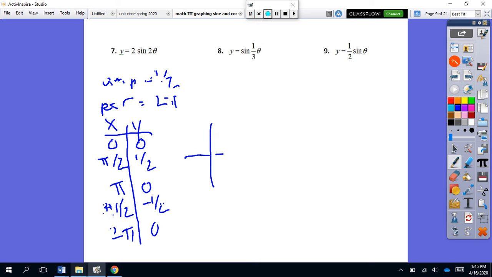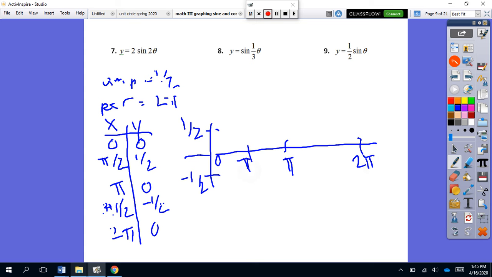And then 1/2, negative 1/2, 0, 2 pi. This is pi. This is pi over 2. And this is 3 pi over 2. And then draw your points. 0, max, 0, min, 0. And draw your graph.